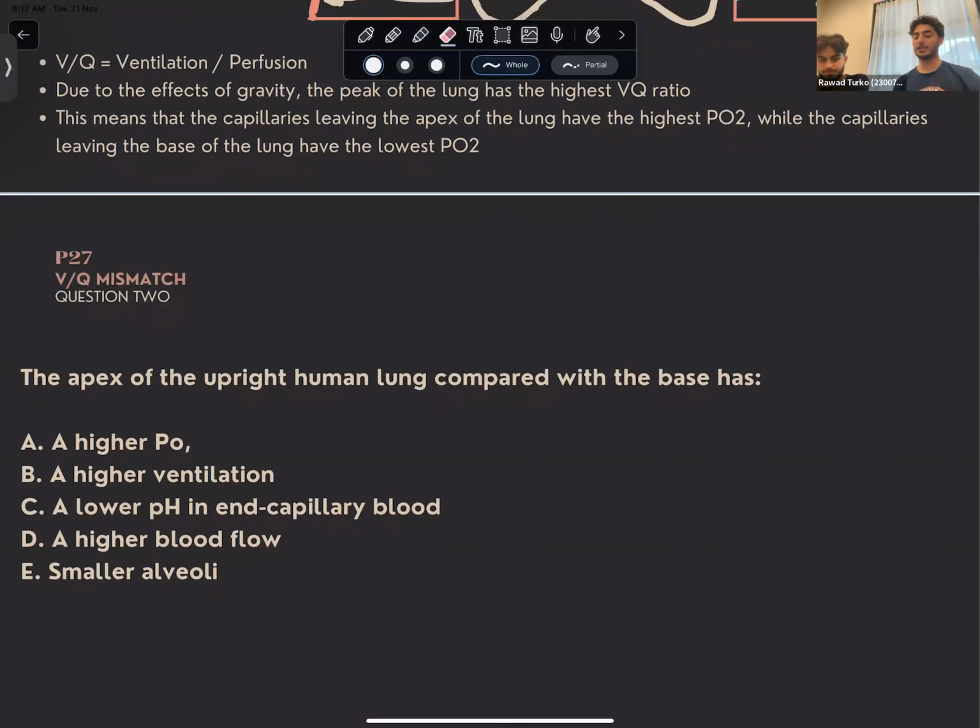The apex of the upright human lung compared with the base has... perfect. Wonderful. Can somebody tell me why it's not B? I was kind of hoping that some of you would say B just so that I could clear that up. But yeah, why is it not B?